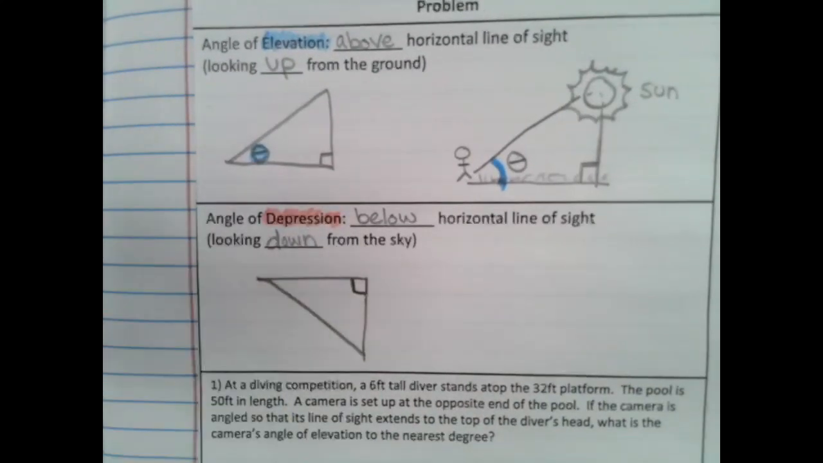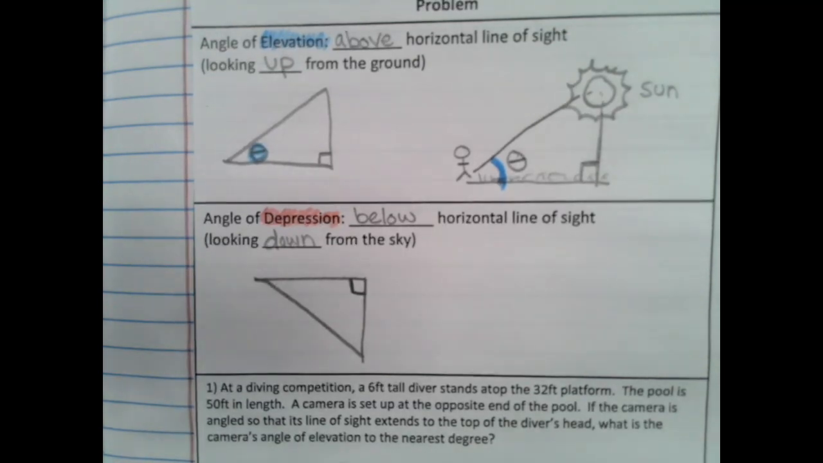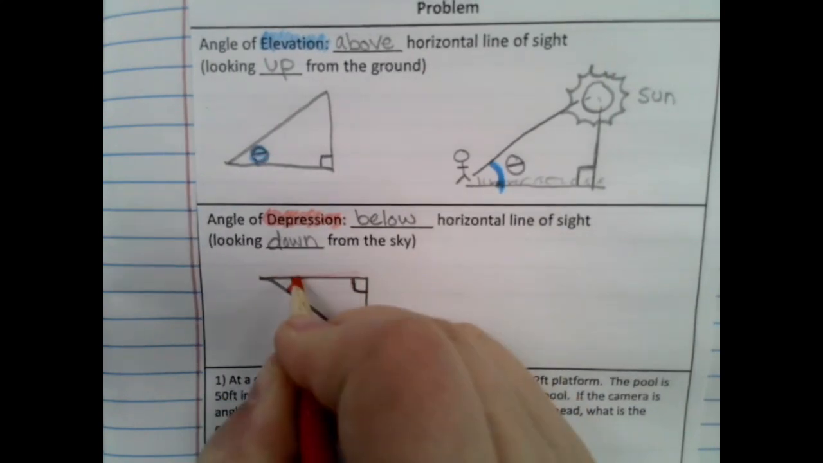So the way that these triangles are set up is a little bit different because where that horizontal line is really matters. And then this time we have that angle of depression would be from this horizontal line down.